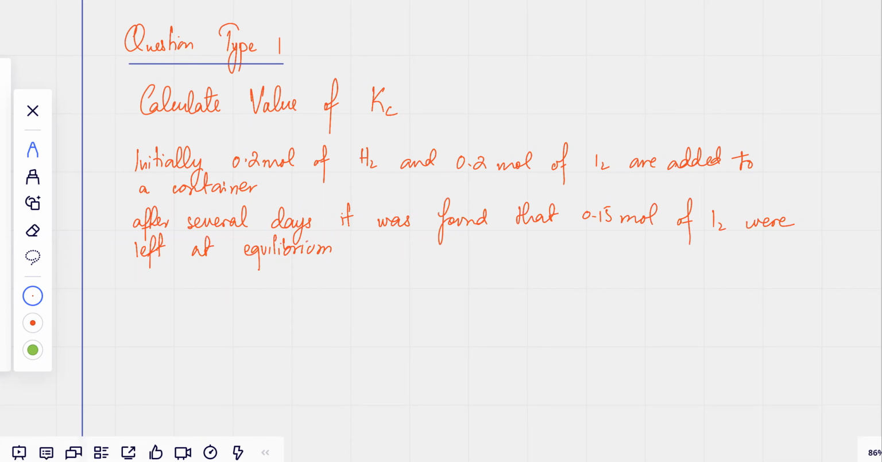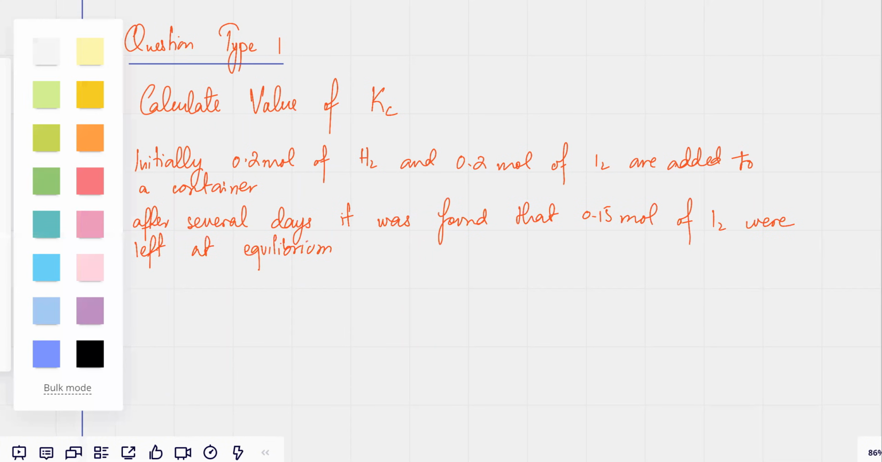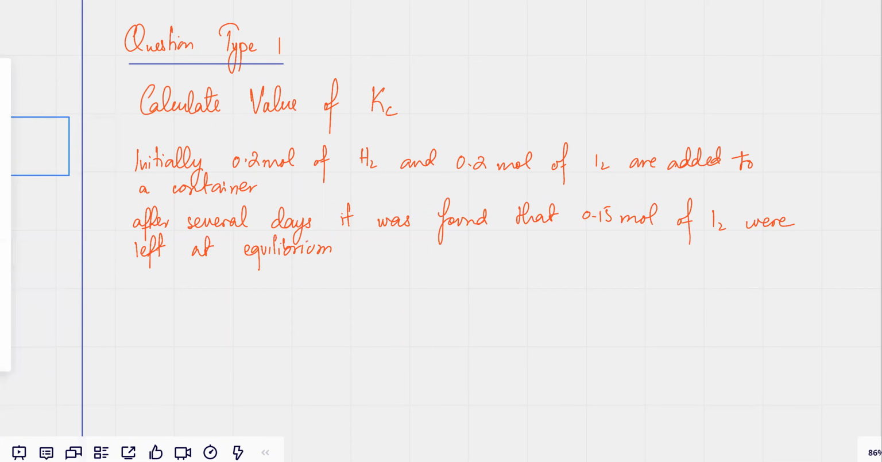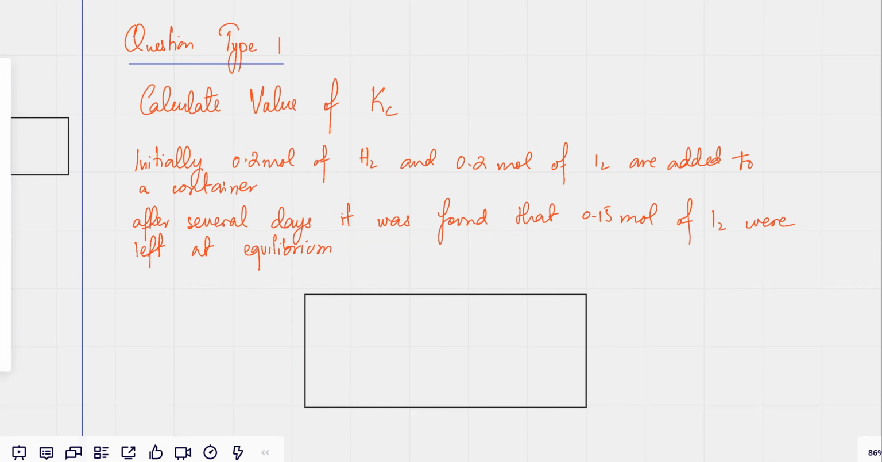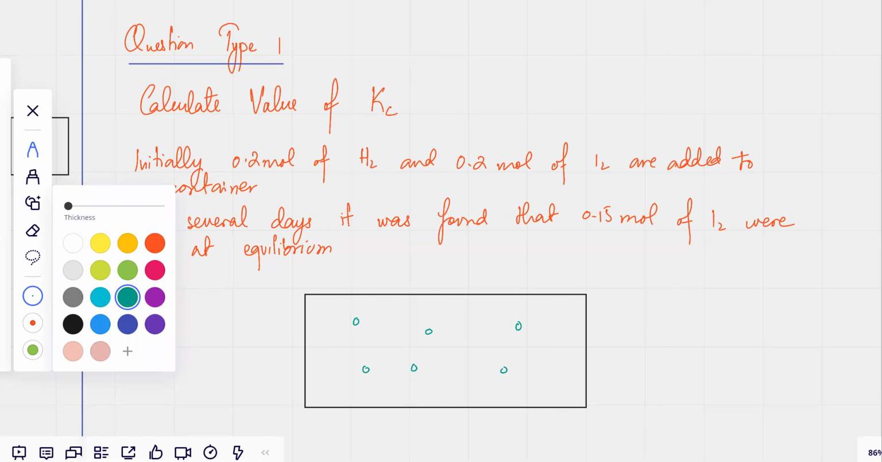And this is at equilibrium. So here's what's happening. You have a container, and that container has H2 and I2. So these are my H2 and I2 molecules that I've added to the container initially. So there are a bunch of I2 molecules.